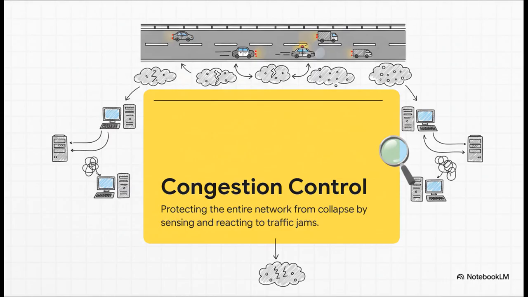If flow control is a private phone call, congestion control is like a public traffic report broadcast to everyone on the highway. The sender doesn't wait for the receiver to say slow down. Instead, it's always looking for clues that the network itself is getting jammed up, like lost packets. And when it sees those signs, it slows itself down to be a good citizen of the internet.